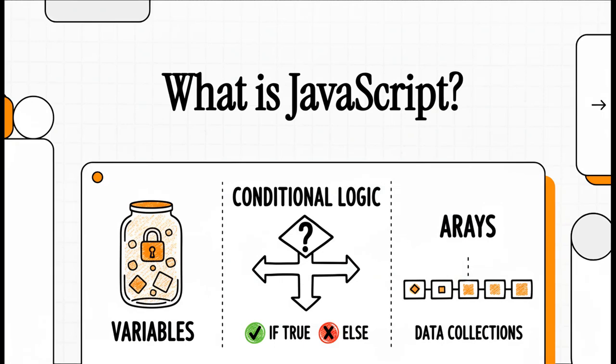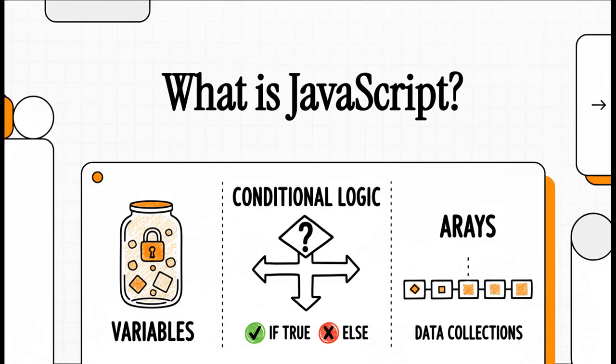Hey everyone, ever wondered what makes your favorite websites feel so alive? You know, that magic that happens when you click on things and they just work? Well, the answer is a pretty amazing language called JavaScript. And today, we're going to break down the three big ideas that make it all tick: how it stores information, how it makes decisions, and how it handles big lists of stuff.